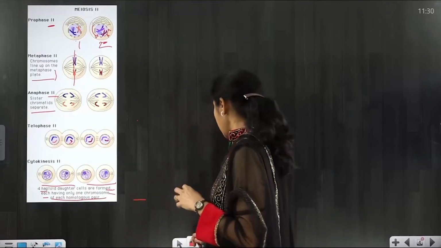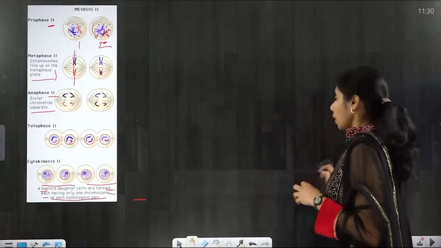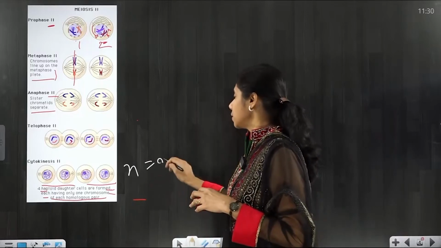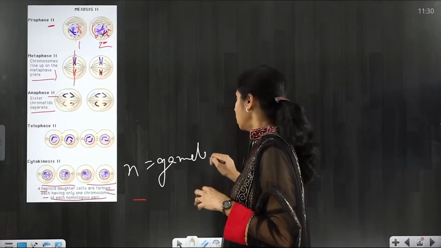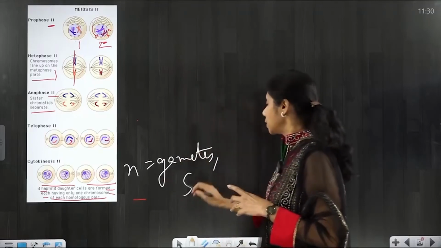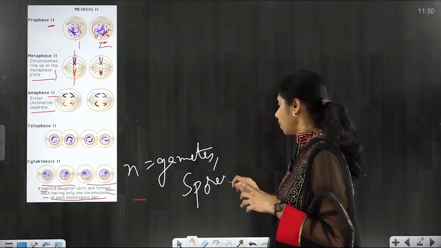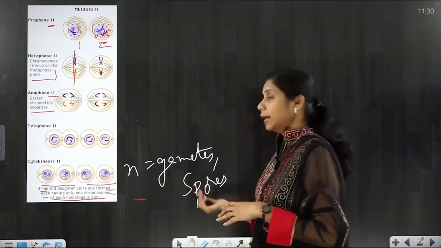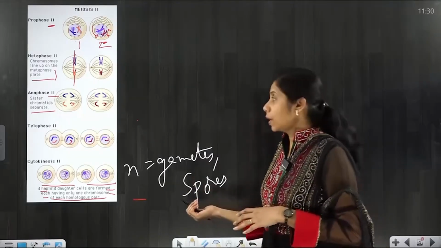So the cells which are formed will always be haploid. You can generally call them gametes, because it occurs in the reproductive cells. These may be gametes or these may be spores, which are generally haploid. Okay, that is about meiosis-II.